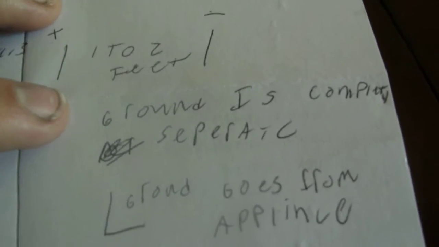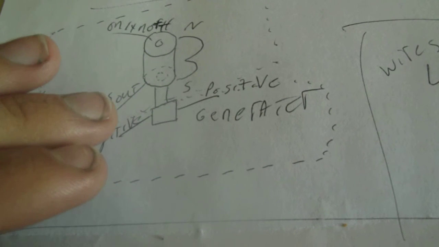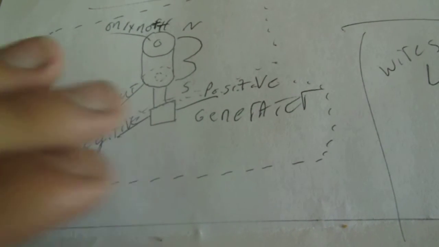Now, the ground also has to be separated. The ground has to come directly from the appliance. Yeah, I'm shaking all around, I'm sorry. But since the magnet is creating the electricity, the generator is in a vacuum-controlled box where the magnet is creating the electricity due to the spin.